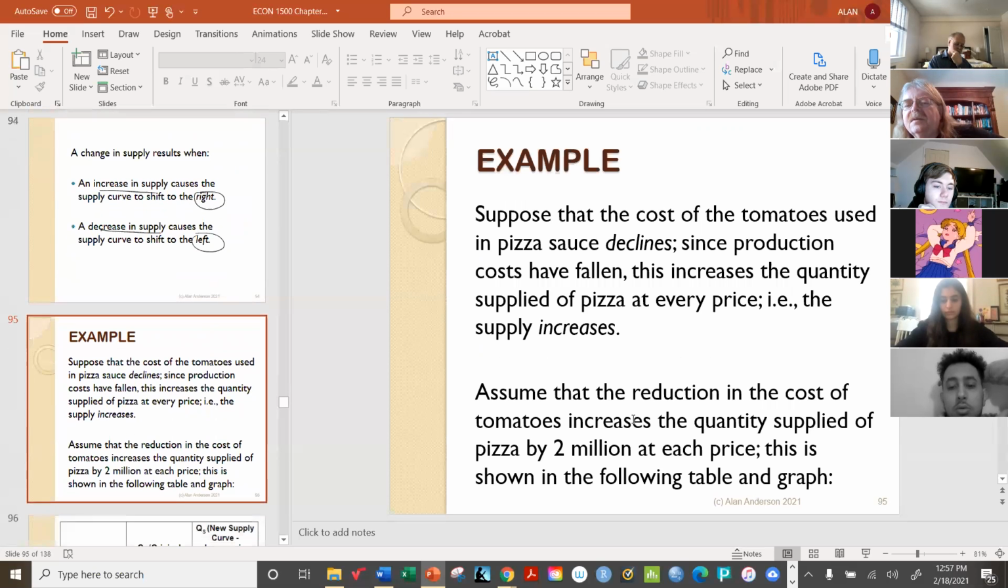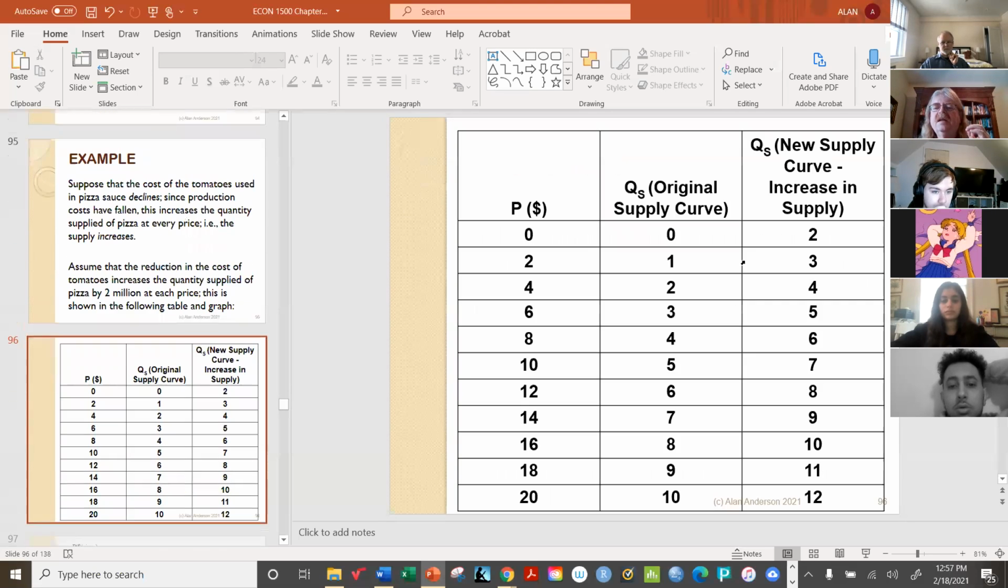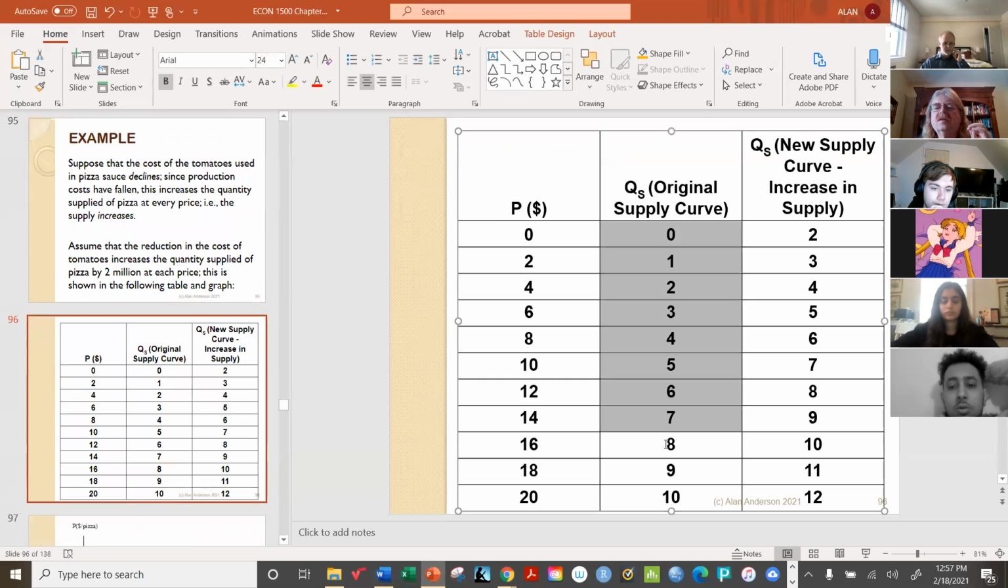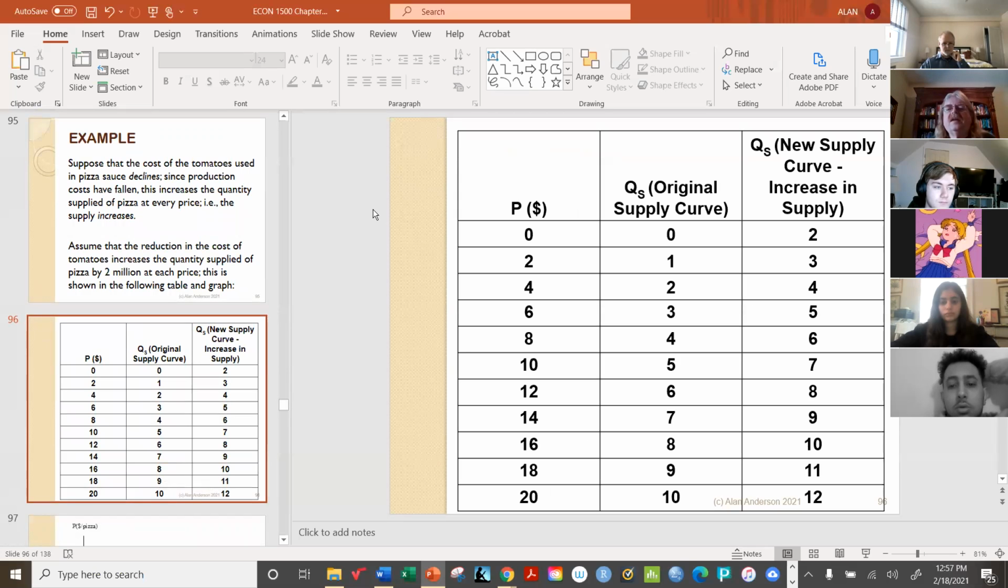Now, let's look at some examples. Here's the pizza. Good news: the cost of the tomatoes has gone down. So the pizzeria can now afford to sell you the pizza at a lower price, so the supply will go up as a result. Watch this. Here's the original supply schedule, and I've added 2 million pizzas at every price. So it's a parallel shift. It doesn't have to work like this. As long as they all increase, we have an increase in supply.